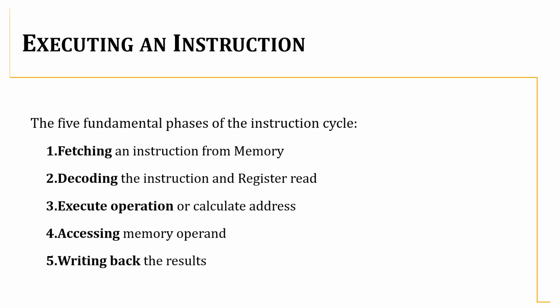The five fundamental phases of the instruction cycle are fetching an instruction from the memory, decoding the instruction and register read, executing the operation or calculating the address, accessing the memory operand and writing back the results. The first two phases are common to all the instructions, but the order of the next three operations depends upon the addressing mode used by the instruction.